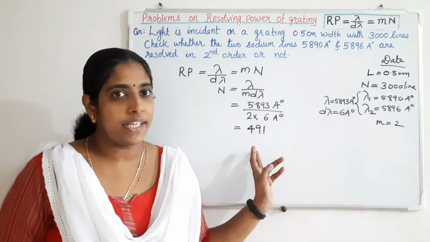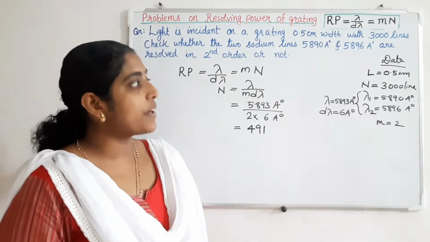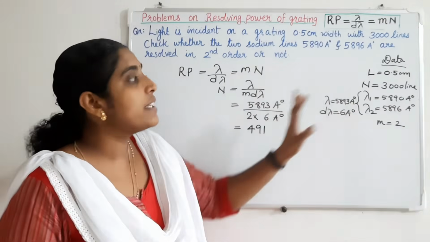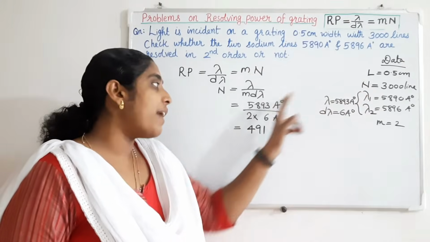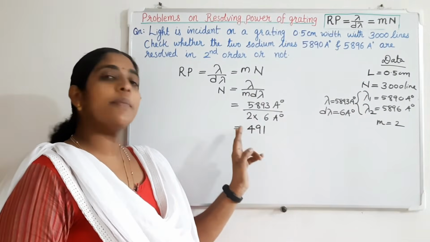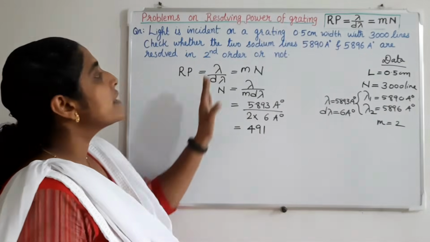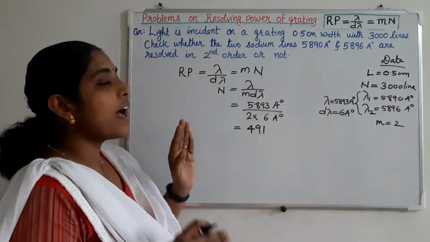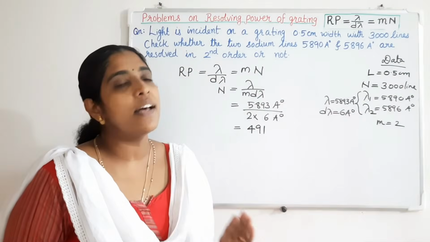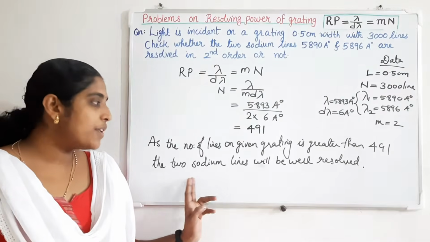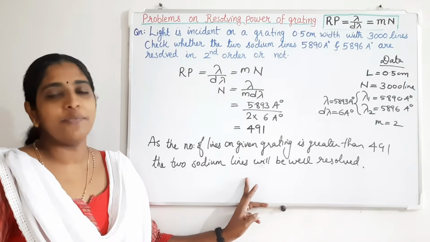That is the minimum number of lines required to just resolve these two lines in the second order is 491. The total number of lines on the given grating is 3000 lines, which is far greater than the minimum number of lines required to resolve these lines. So the answer is the given sodium lines are well resolved in the second order. Therefore, the two sodium lines will be well resolved.